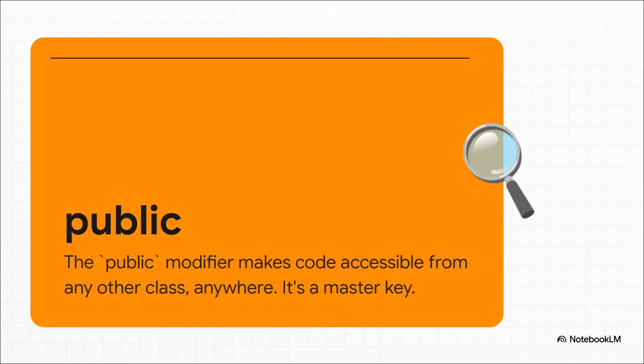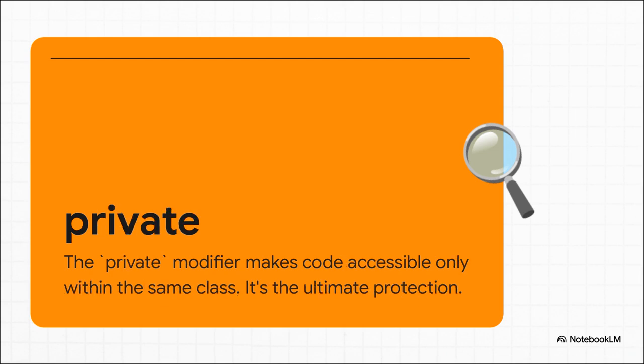First up, we've got public. This is the master key, the all-access pass. When you mark something as public, it's a complete free-for-all. Any class, in any package, anywhere in your entire project can see it and use it. This is what you want for the main front doors of your application, the public API you want everyone to use. Then, on the complete opposite end of the spectrum, you've got private.